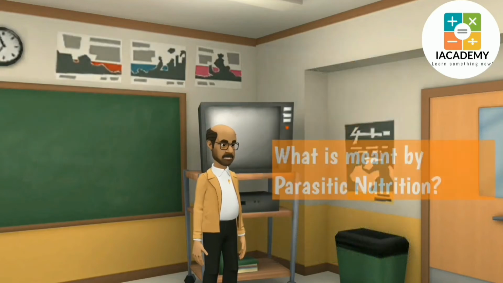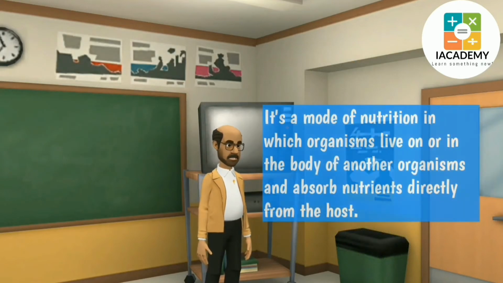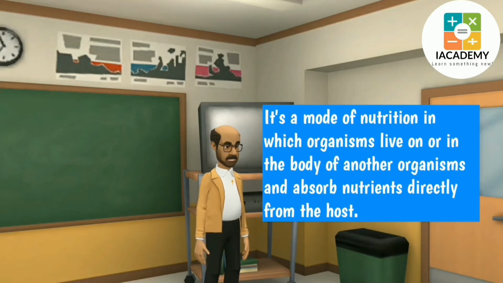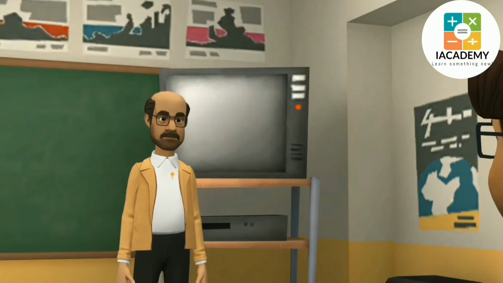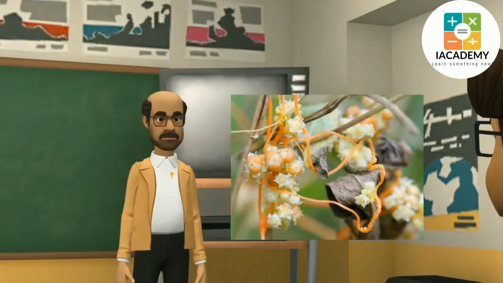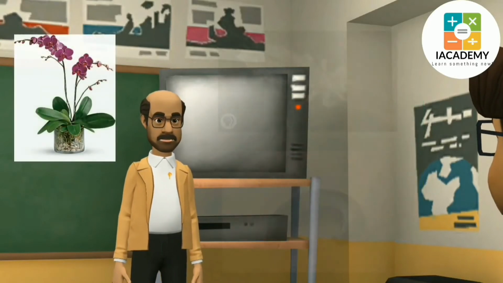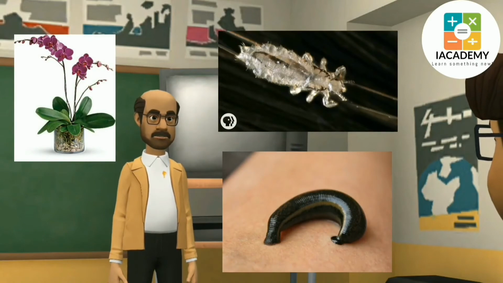What is meant by parasitic nutrition? It's a mode of nutrition in which organisms live on or inside the body of another organism and directly absorb nutrients from the host. A better example could be Cuscuta europaea, and also orchid, lice, leech, tapeworms, etc.